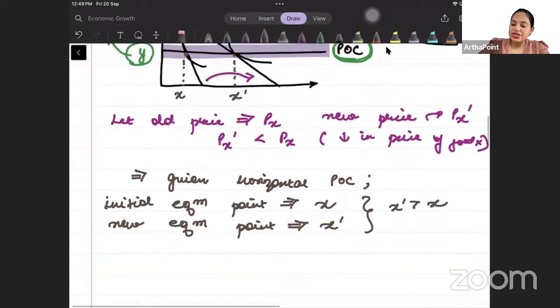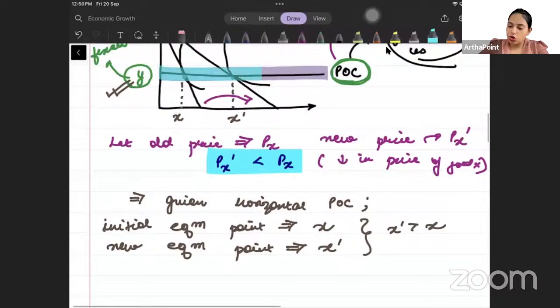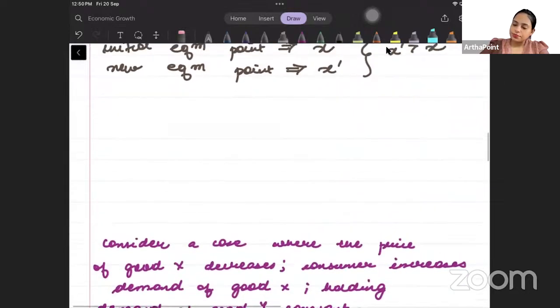Now, notice that the price of good Y didn't change because we have only changed the price of good X. So price of good Y is unchanged. Also, since the price offer curve is horizontal, it is given that the POC is horizontal, therefore the consumption of good Y is also unchanged, right?